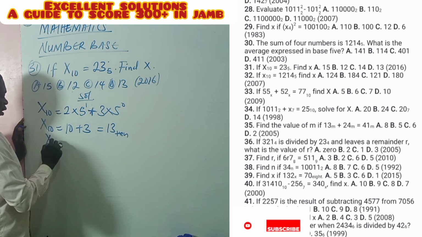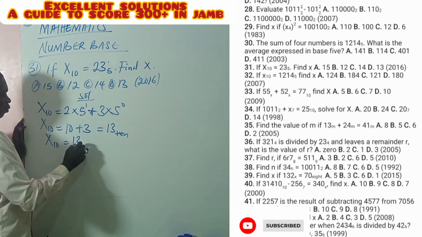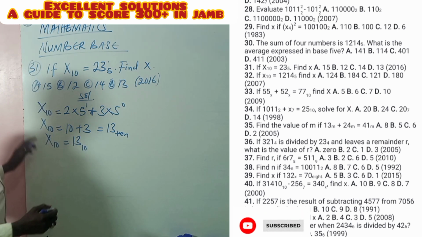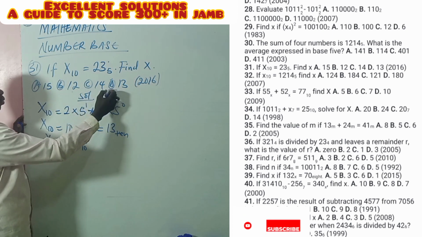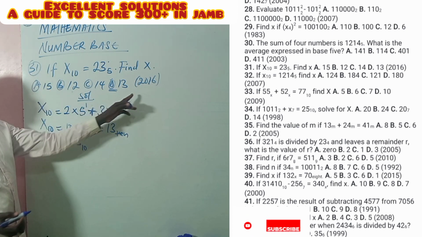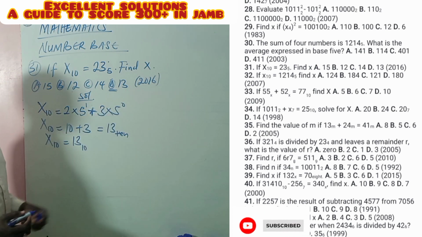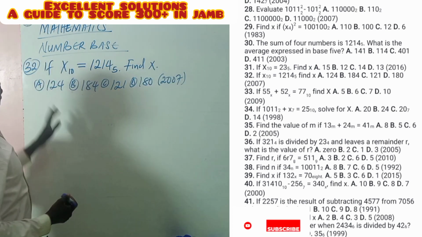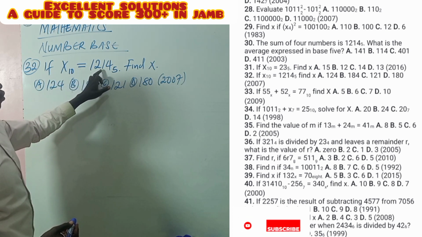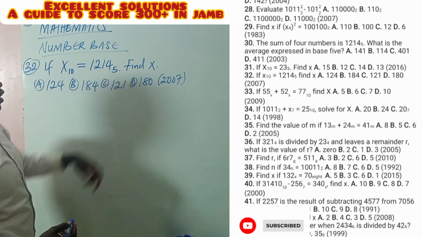So x base 10 equals 13 base 10. So if we look at this, x is equal to 13. If we look at our option D, we have 13. The answer is D. This question was asked in 2016. Question 32 says, if x base 10 equals 1214 base 5, find x.